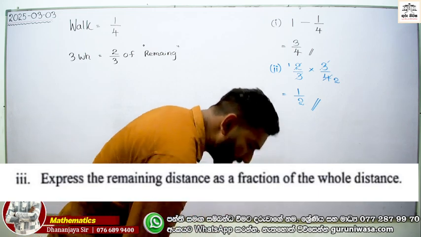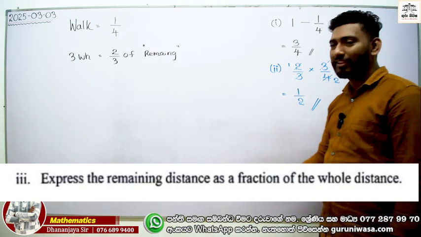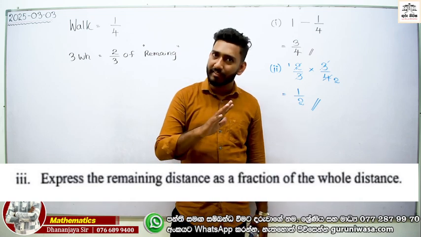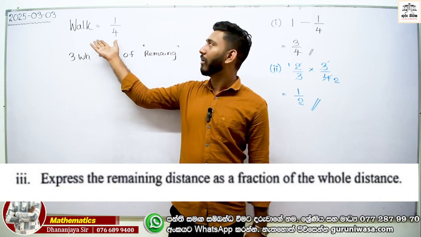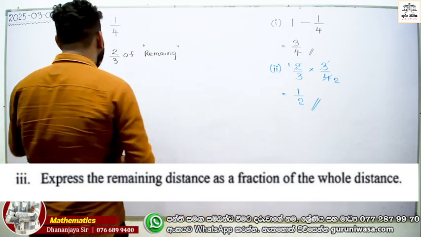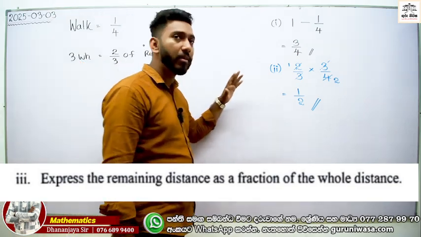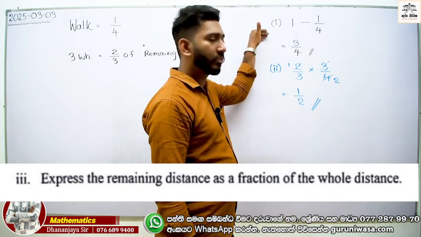Right. Now listen. Now look at this. The fraction question types go like the same scenario. He walks for his journey, and by three-wheeler two-thirds of the remaining portion. Now how many parts are there? Walk and three-wheeler.